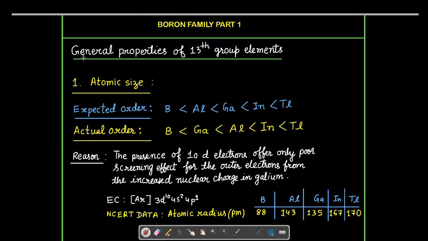So in boron family part 1, first we are going to discuss the general properties of 13th group elements. So the first property is atomic size.